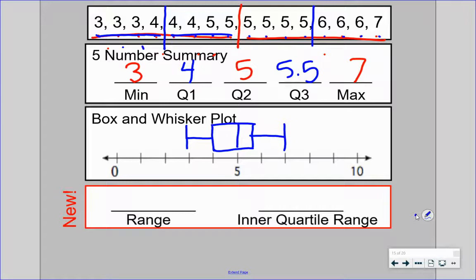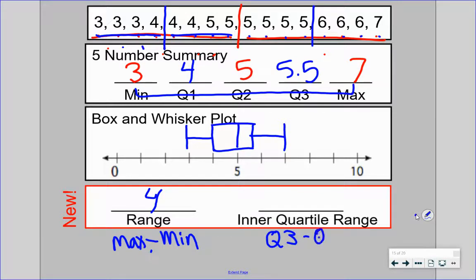Our range, remember, is our maximum minus our minimum. So in this case, that's going to be 7 minus 3, which is 4. And our interquartile range is Q3 minus Q1, which is 5.5 minus 4. And we will get 1.5.